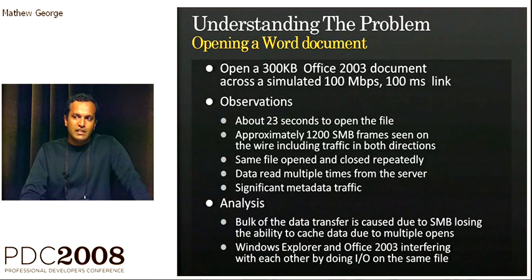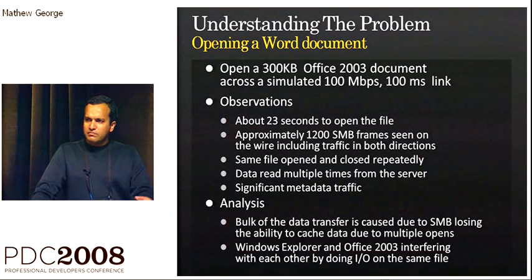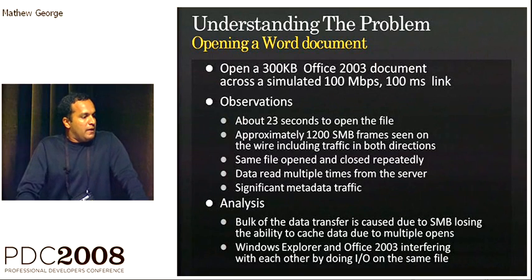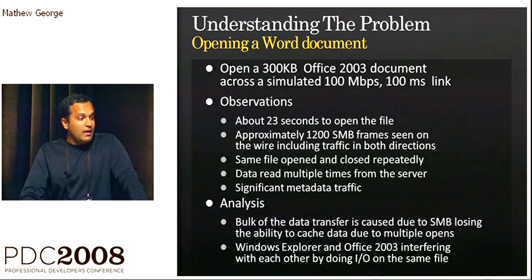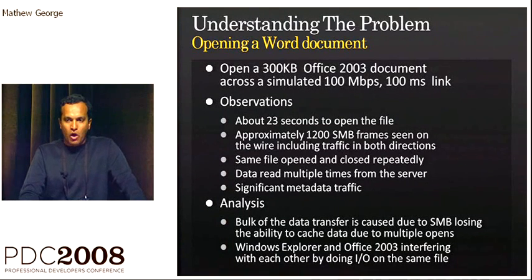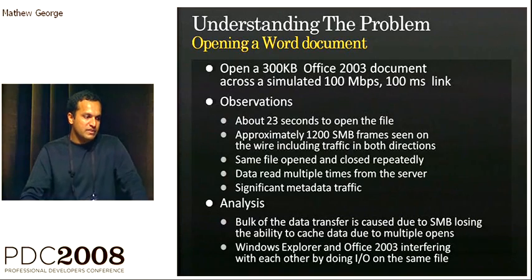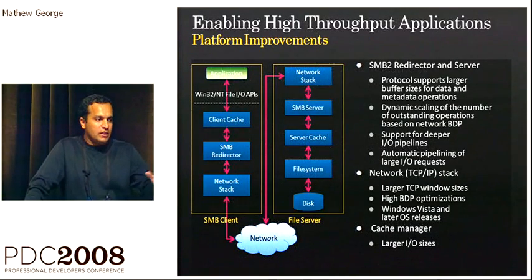Very inefficient. If you analyze the frames on the network, the same file is being opened and closed several times, and the same data is being read and reread from the server several times. You also see a lot of non-data traffic to get attributes of the file and various other things, metadata traffic, which is about 30 to 40% in the sniff, I believe. The reason is that, due to the behavior of Windows 2003, Windows Explorer and Office running in parallel, SMB loses its ability to cache data. That's because of the interaction between Windows Explorer and Office 2003, as well as the way Office 2003 behaves. We'll talk about this in more detail.